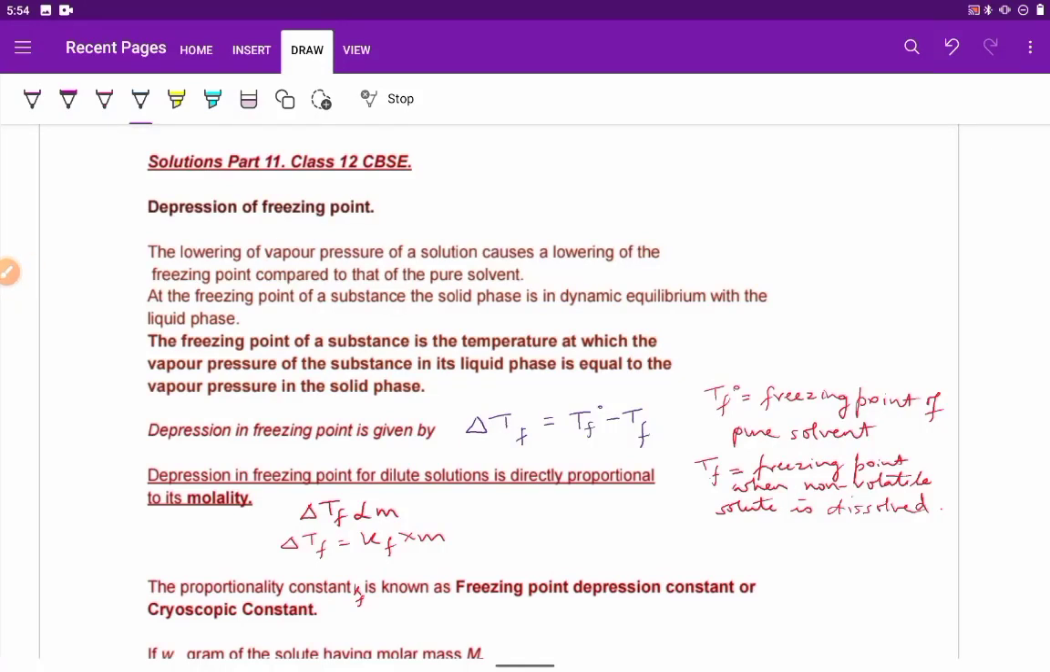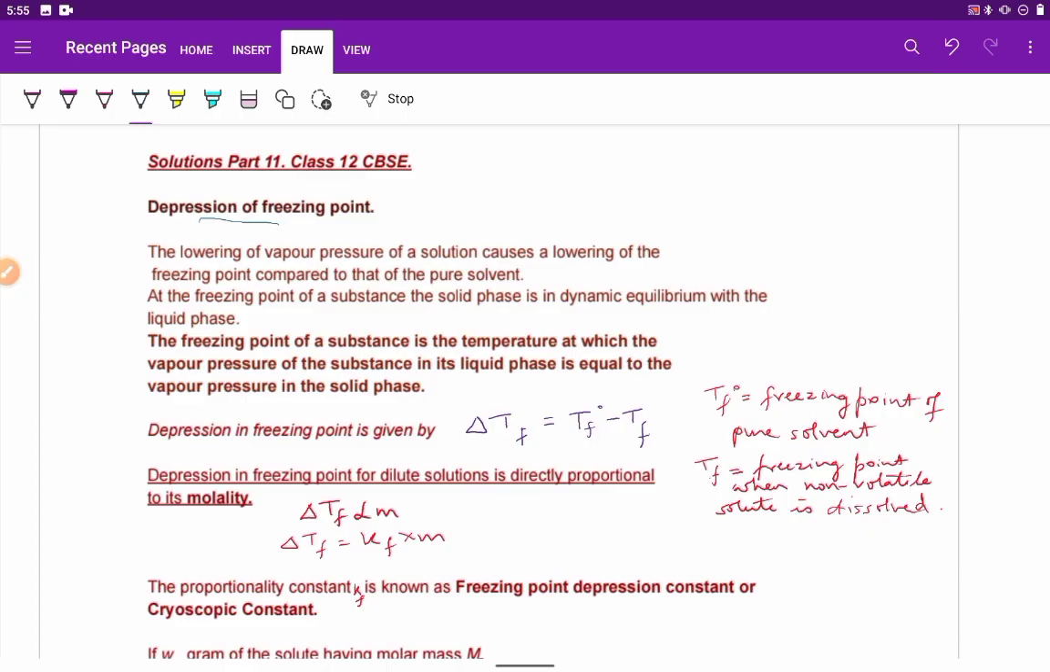Today we will do the chapter Solutions. This is part 11, for class 12 CBSE. Today we will study about depression of freezing point. Now see, whenever there is lowering of vapor pressure of a solution, it causes a lowering of the freezing point compared to that of the pure solvent.